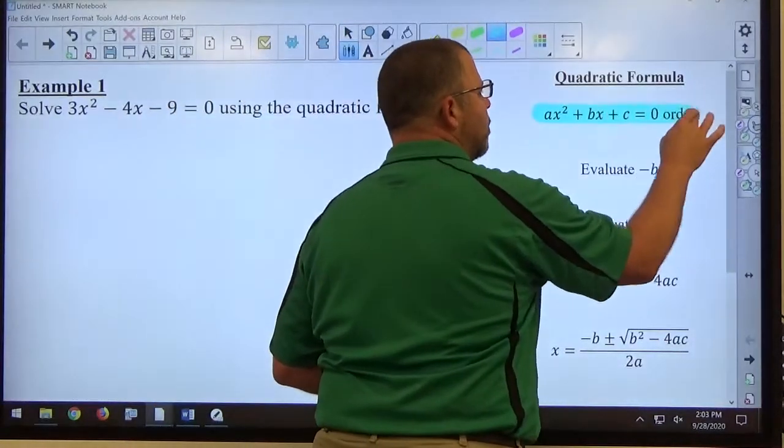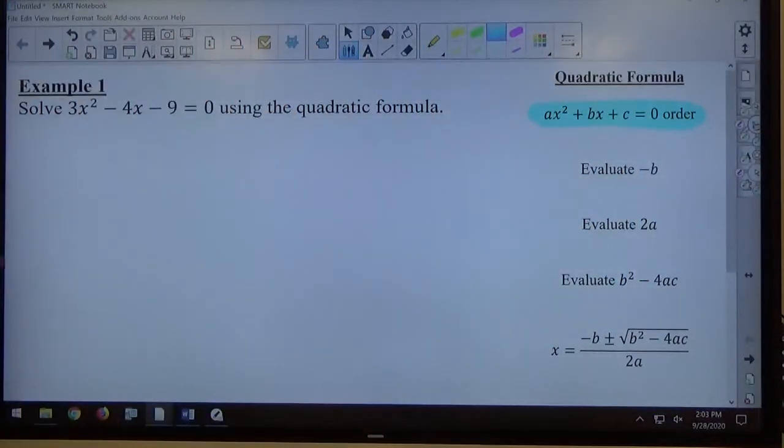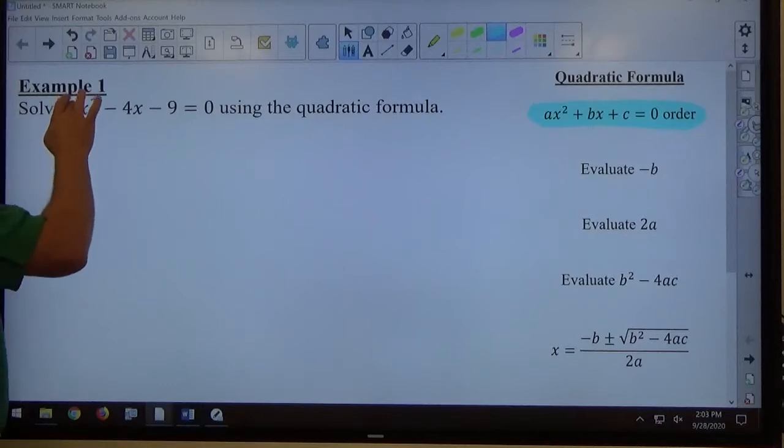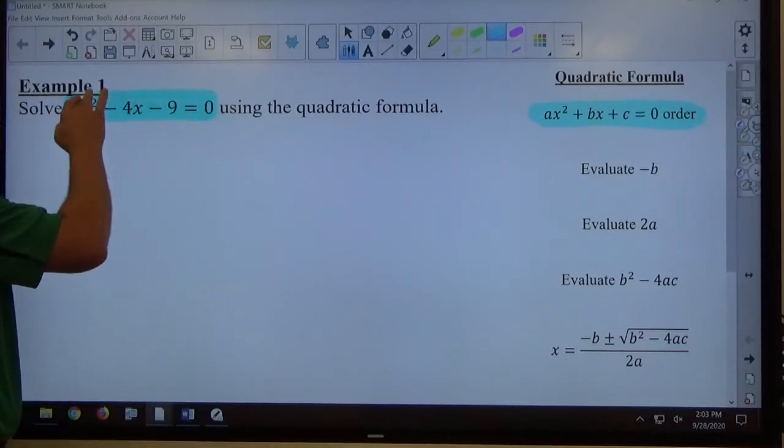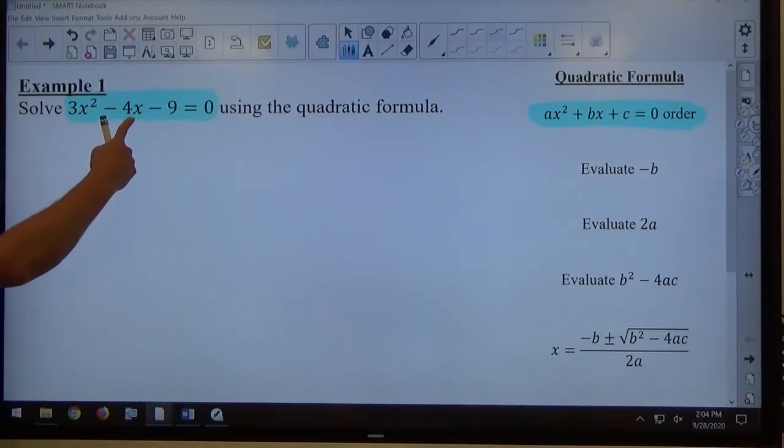This is what the structure should be. If your equation looks like that, you're good to go. If it doesn't, you have to modify it. You have to move it around. So, 3x squared minus 4x minus 9 equals 0 is exactly how it's supposed to look. So it's in the right structure. It's ready to go. If it were not in the right order, you'd have to rearrange it. Something squared, something x, some constant equals 0. That's what it has to look like every time.